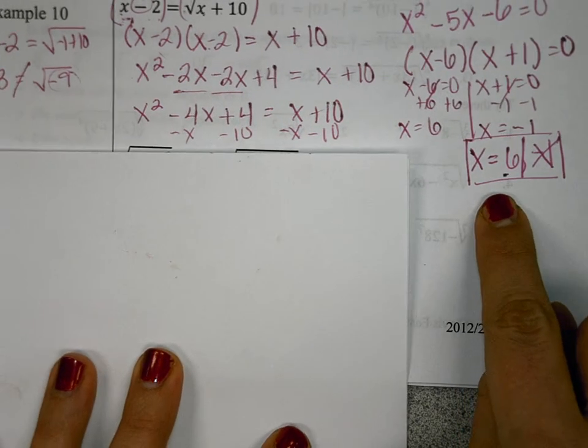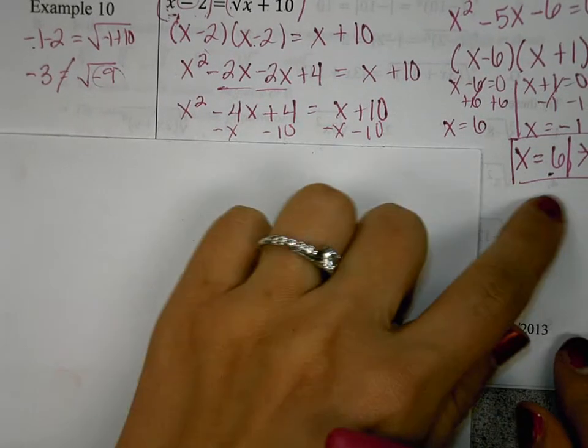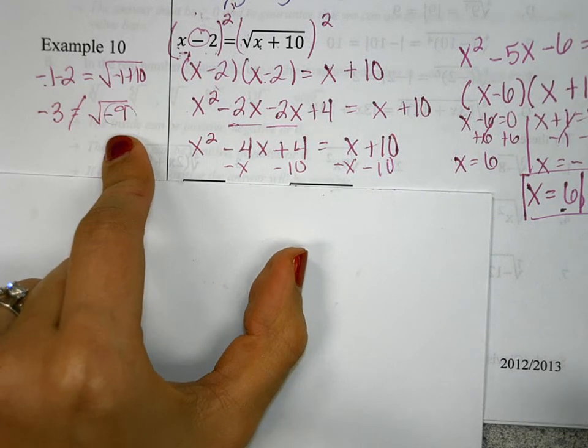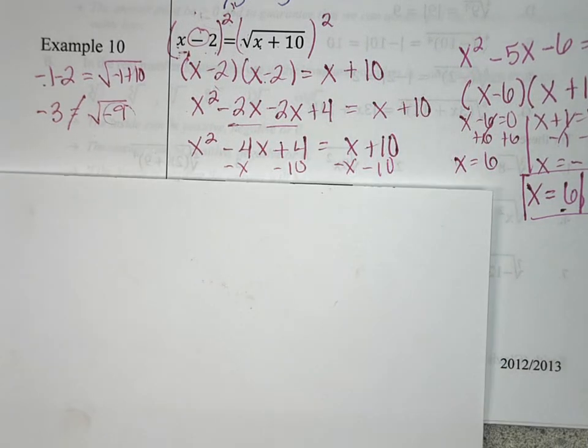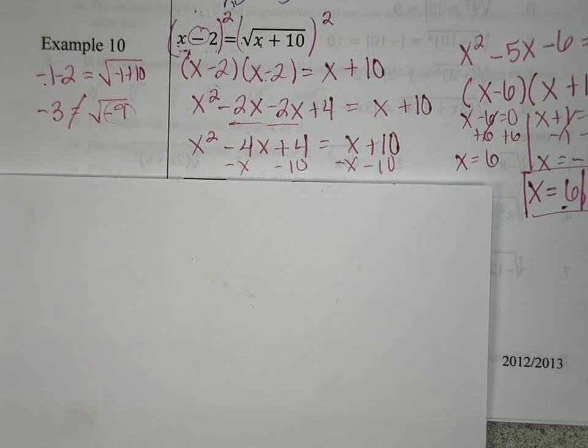So it's very important for you on these problems to plug your answer back in and double check, because I guarantee on the test there will be at least one where one of your answers will not work. So you need to double check your answers to make sure that both of them make sense. So in this case, if we plugged in 6, it worked. But if we plugged in negative 1, we did not get a true statement. So we have to eliminate negative 1 as an answer choice. And that is solving when we have square roots and radicals.